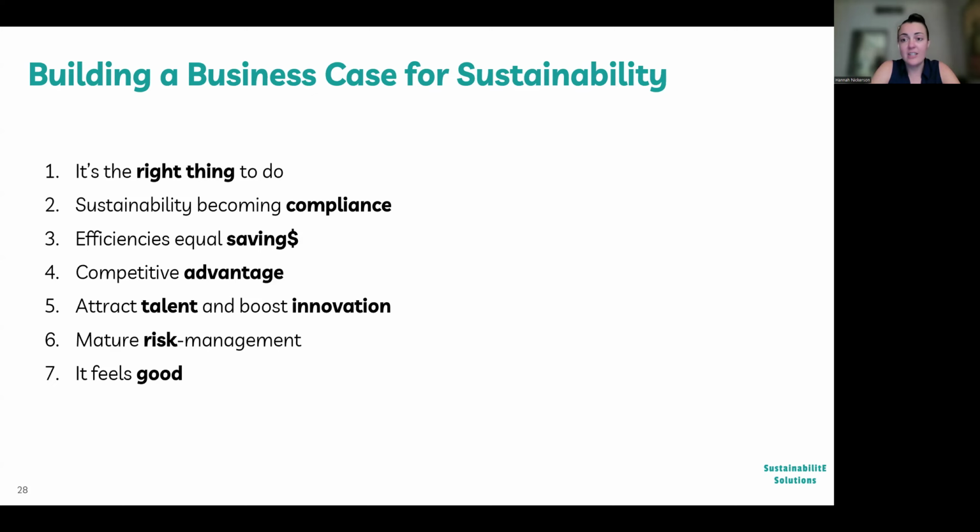So developing a sustainability program is a great way to attract talent, get folks involved. There's a lot of new technologies. There's big problems to be solved. I think people like being part of that bigger picture. And so you're boosting innovation as well. Then we're getting into risk management.